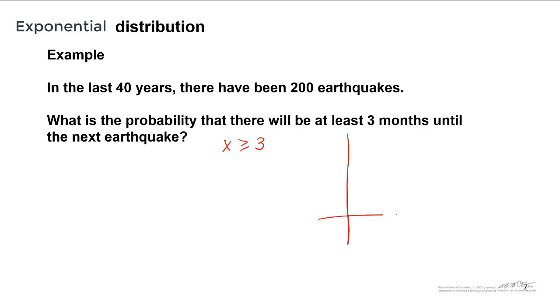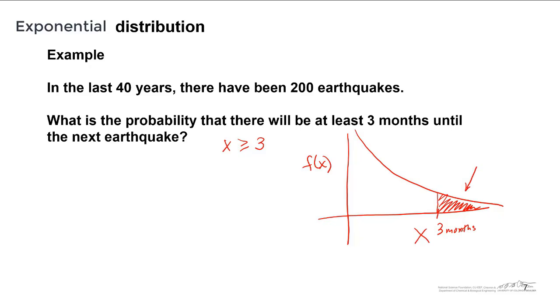In other words, if we were to plot x, which is time, and our probability density function for the exponential distribution looks something like this. What we're interested in is 3 months. What's the probability that the next event will occur at least 3 months from now? And so that's represented here by that shaded region.